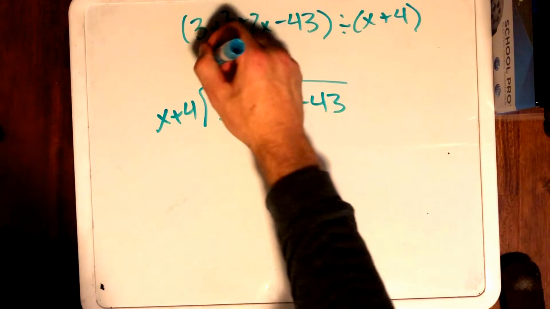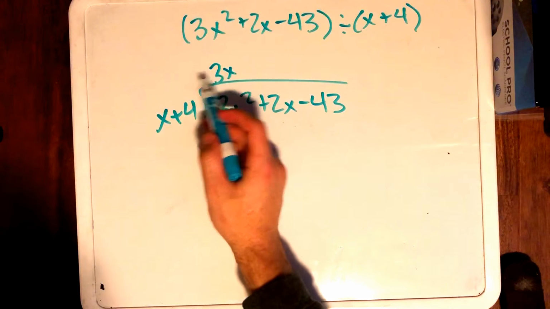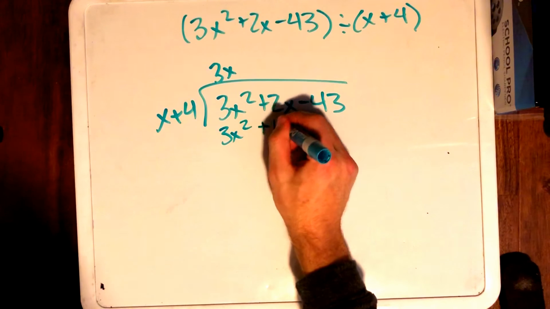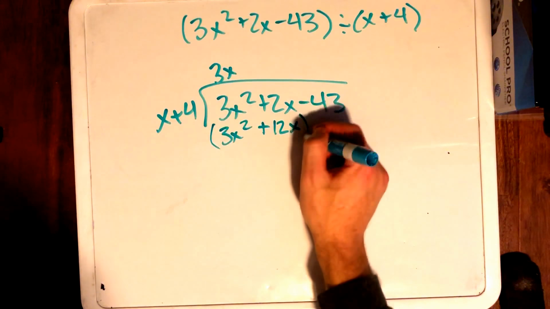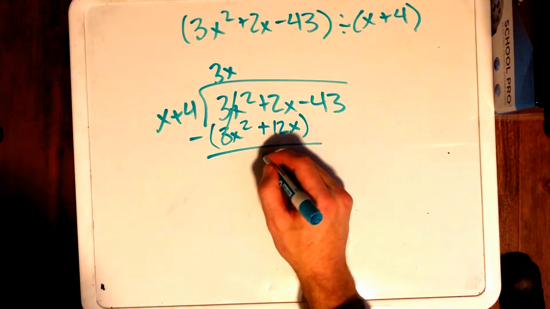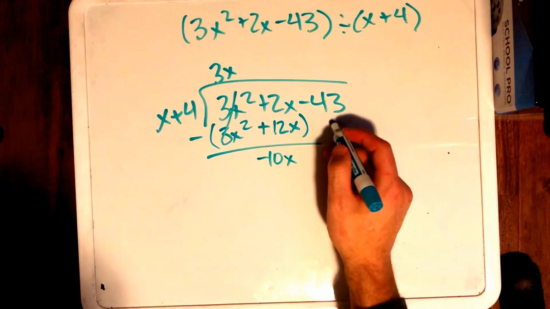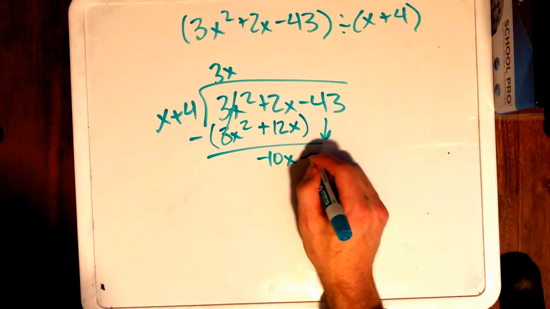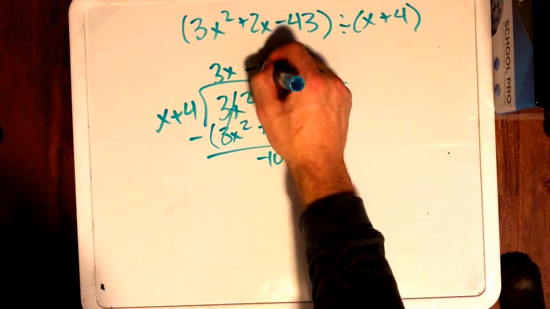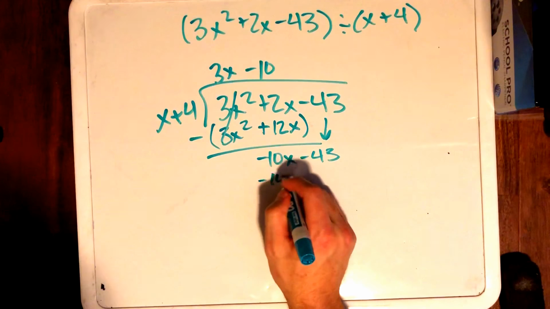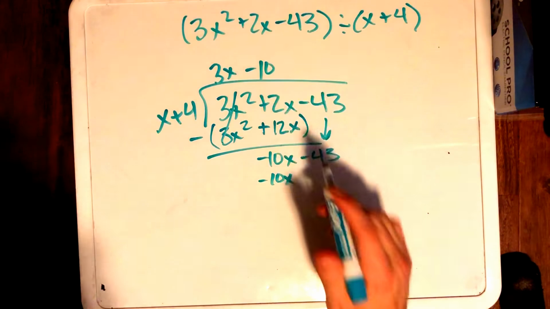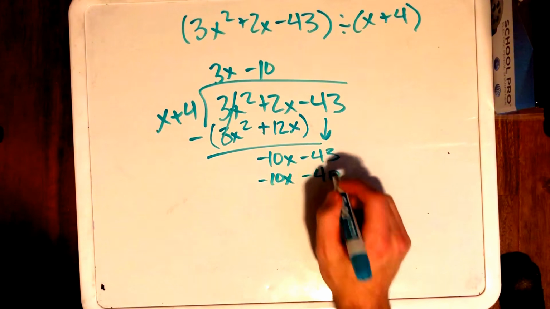We do our division here, we get 3x, and then we multiply, we get 3x squared, and then we get a positive 12x. Throw our parentheses on there, subtract it, this will cancel, and then we have 2x minus 12x, which gives us negative 10x. We drop down what's left, we have minus 43. We then multiply, negative 10 times x is negative 10x, and then negative 10 times positive 4 gives us negative 40.